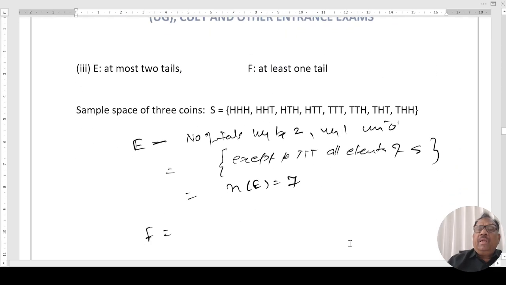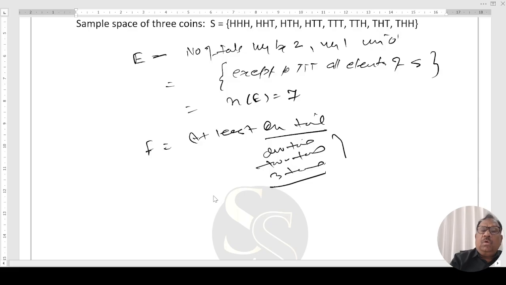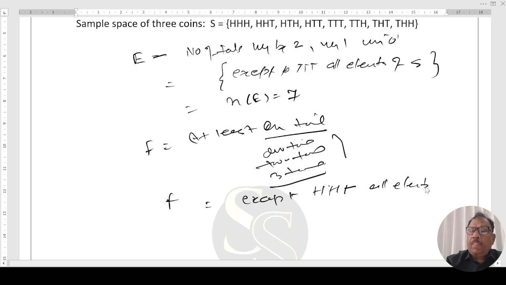And F is at least 1 tail. At least 1 tail. At least में क्या होता है? Minimum 1 tail भी possible है, 2 tail भी possible है, और 3 tail भी possible है. तो क्या होगा, F will be equal to except HHH, all elements of S.